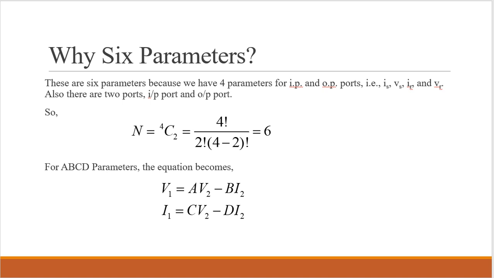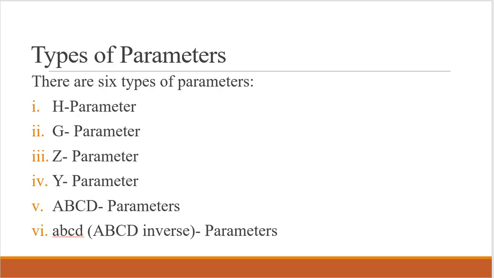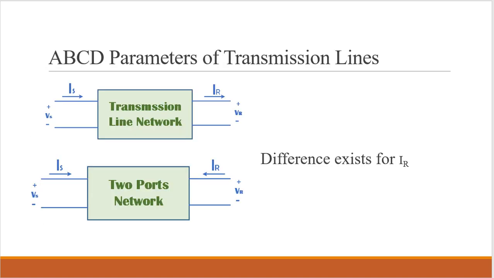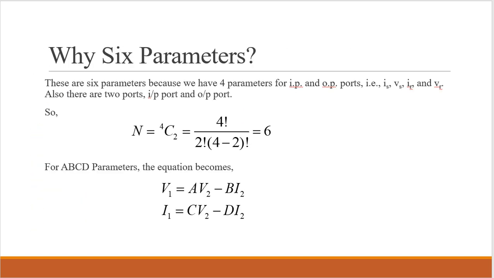And likewise, when we write the equations for these parameters for V1 and I1 using this circuit of the transmission line, I will be able to find that V1 is equal to AV2 minus BI2, and for I1 it will become CV2 minus DI2.